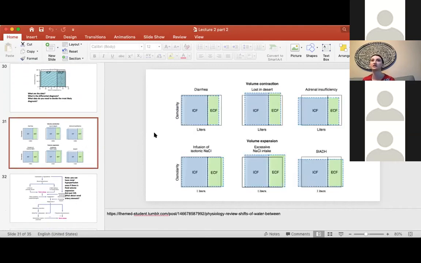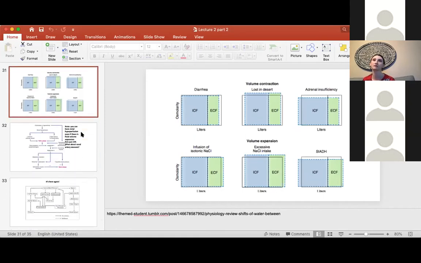So here are these pictures again. You might get one of those on there and have to say, if it's hyperosmolar, then volume expansion or volume contraction.